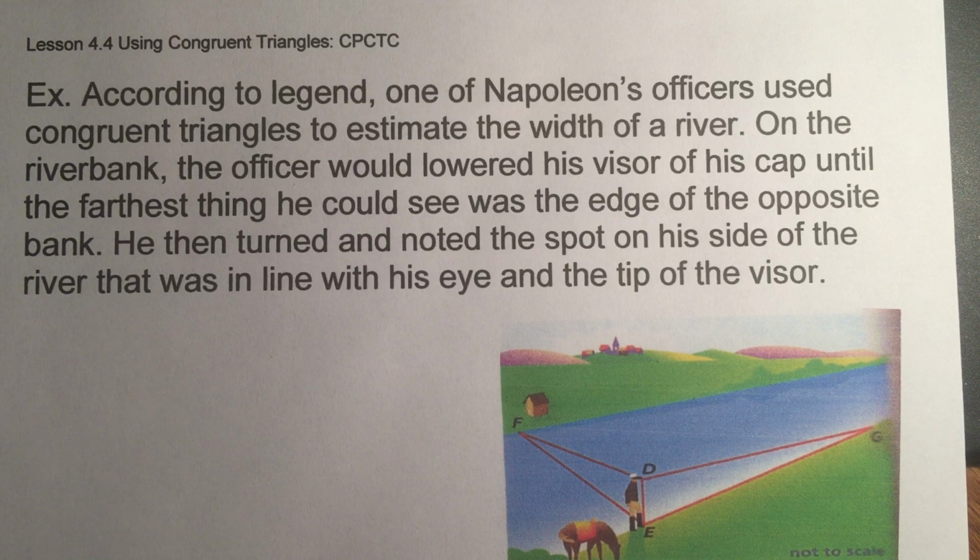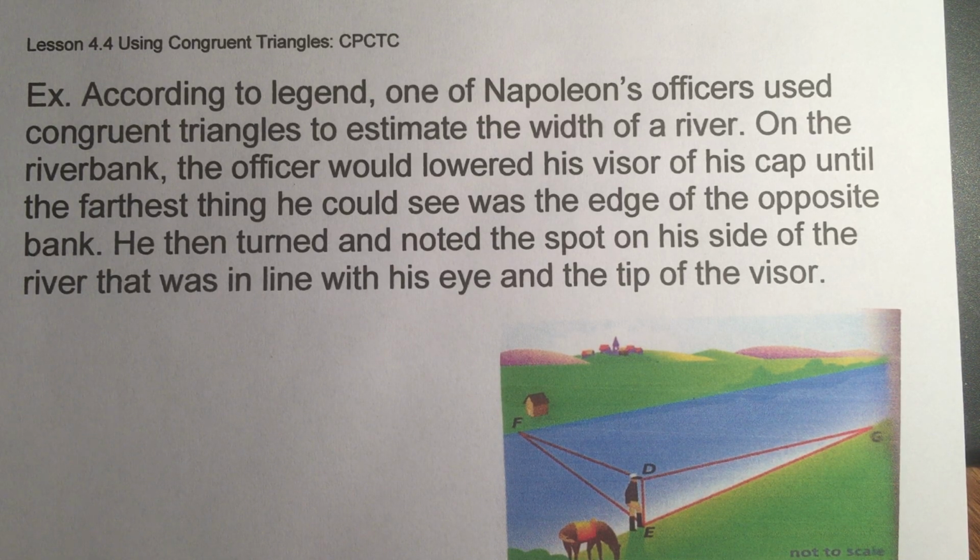Anyways, according to legend, one of Napoleon's officers used congruent triangles to estimate the width of a river. So where I was going with that is that he was very innovative and ahead of his time with a lot of his tactics and the things that he did so that he was successful on the ground with his armies. So this is one of those innovative things.